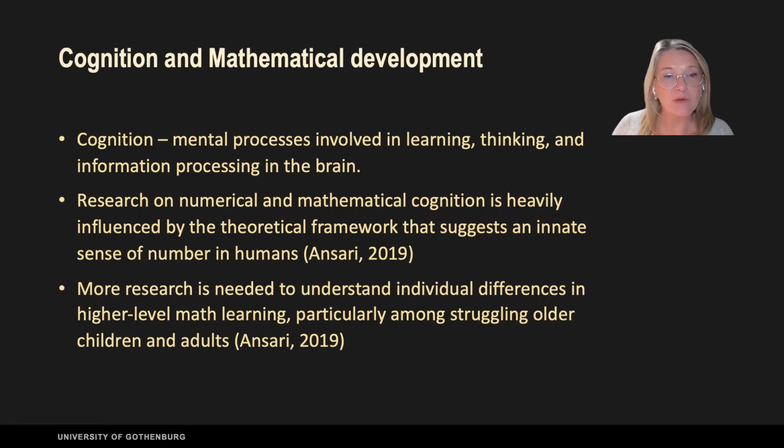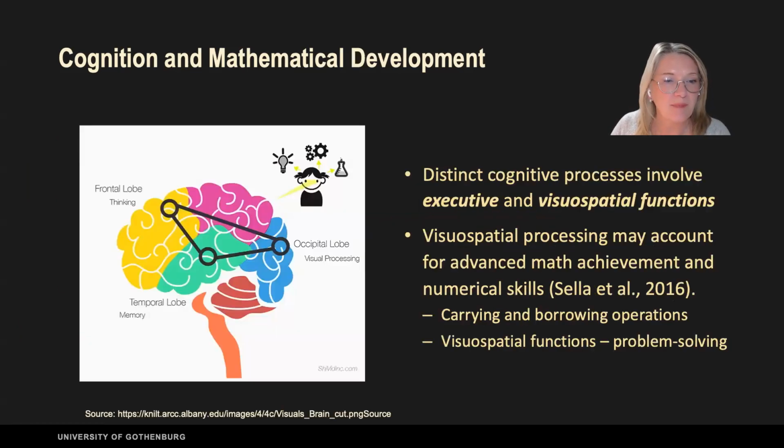Cognition refers to the human brain's mental processes involved in learning, thinking, and information processing. Our knowledge about the development of numerical and mathematical cognition is heavily influenced by a theoretical framework that suggests humans are born with an innate sense of number, also known as number sense. This natural sense is thought to form the basis for developing numerical and mathematical abilities.